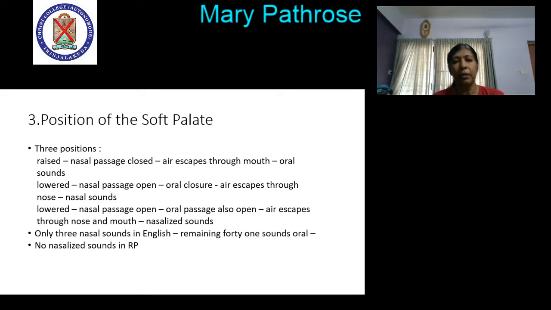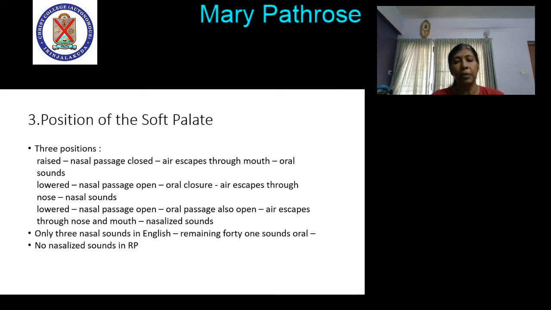When the soft palate is lowered, the passage into the nose is open. Simultaneously, if there is an oral closure, that means if there is a block or a restriction anywhere in the oral cavity, the lung air can escape only through the nose. Speech sounds which are articulated with the soft palate in the lowered position are referred to as nasal sounds.